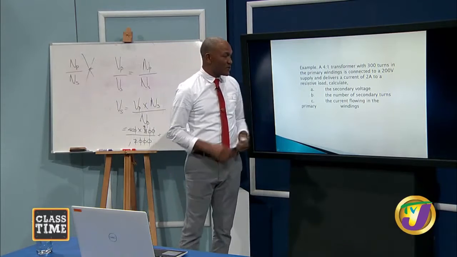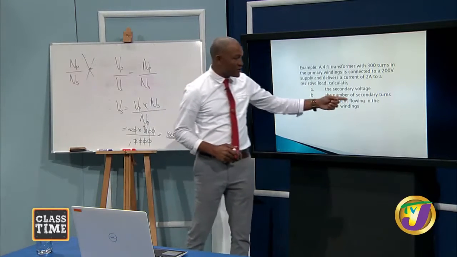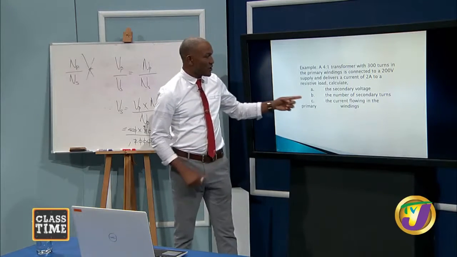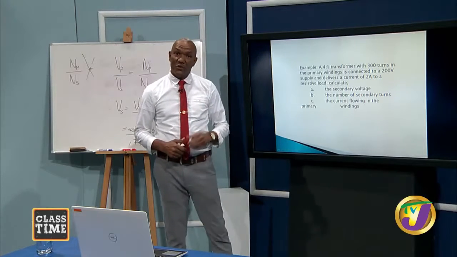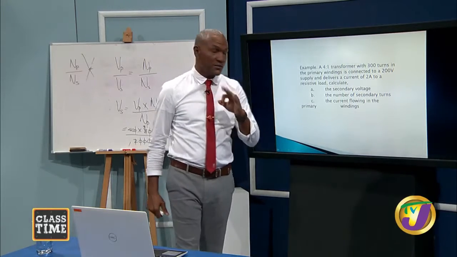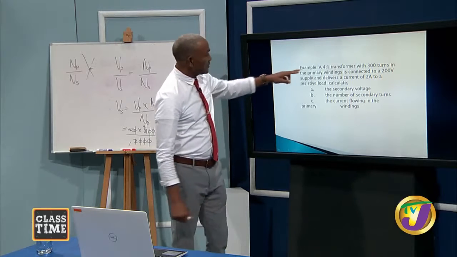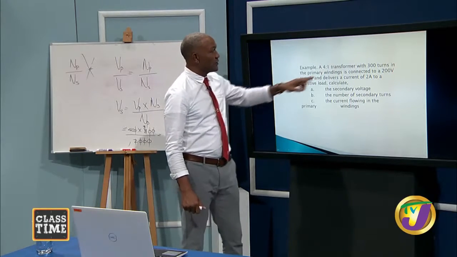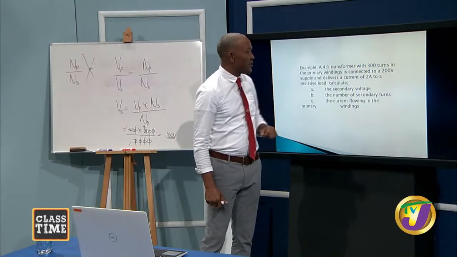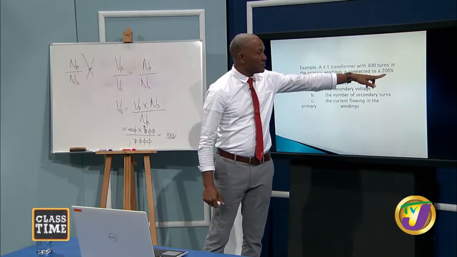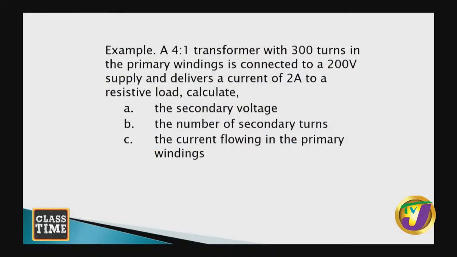Calculate the secondary voltage, calculate the number of turns in the secondary, and calculate the current flow in the primary windings. So we are asked to calculate 3 things. But you're given a ratio. You're given the number of turns in the primary, you're given the primary voltage, and you're given the current flowing in the secondary coil.